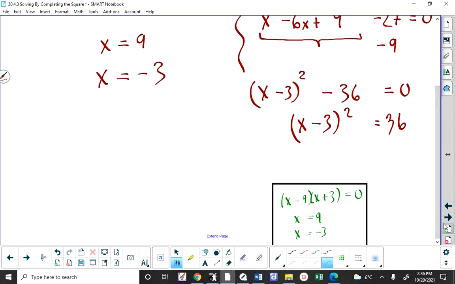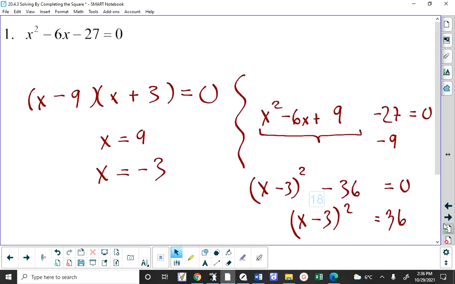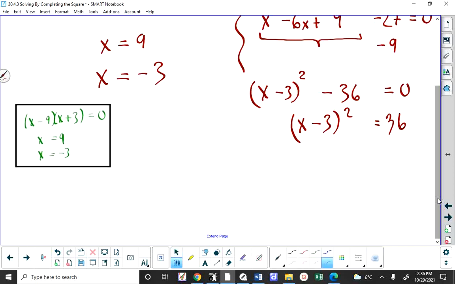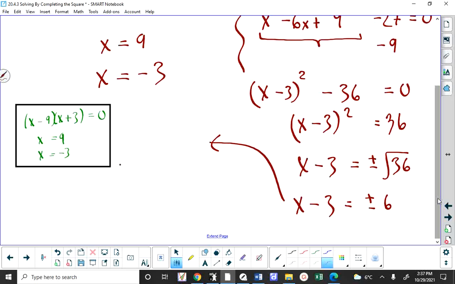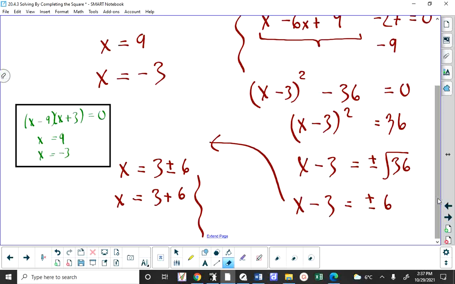Take the square root. We have x minus 3 equals plus or minus root 36, which is 6. Right? The square root of 36 is 6. So x minus 3 equals plus or minus 6. That means x equals 3 plus or minus 6, which means x equals 3 plus 6, and x equals 3 minus 6. 3 plus 6 is 9, jackpot. 3 minus 6 is negative 3. But a lot more work, right?